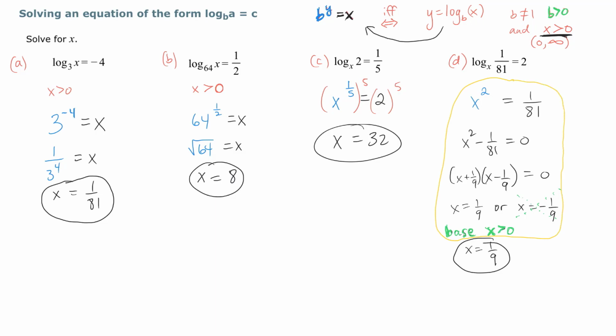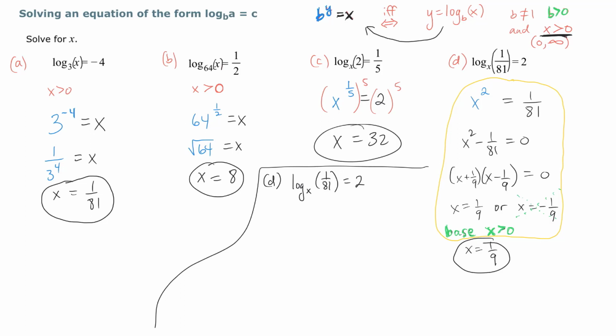I am going to show you an alternative way to do part D. I'm going to start over. We have log base x of the input, which is 1/81, is now equal to 2. There are invisible parentheses there. That's why we call it a function. It's an input. You're looking at the input there. There's always been invisible parentheses there. So we can have the base x, raised to the second power, is equal to 1/81.